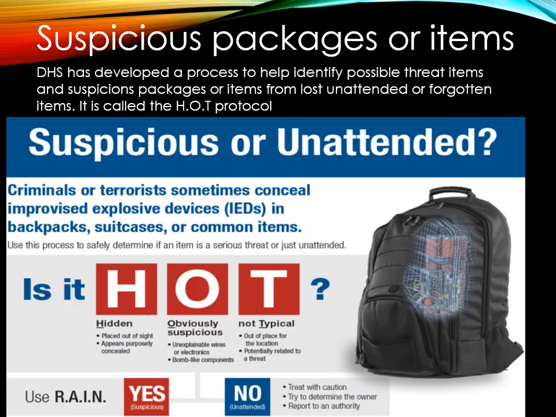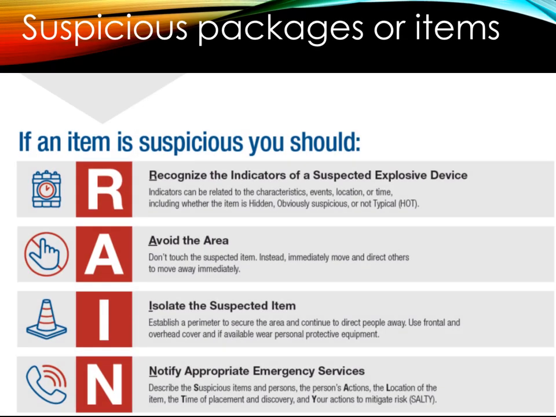All right, so RAIN. RAIN is the second part of this acronym. If the item is suspicious, you should follow this. Recognize the indicators, avoid the area, isolate the suspected item, and notify the appropriate emergency response services. Again, this is a process set up by DHS. Did a good job on it. It's easy to remember, it's simple to remember, and a lot of security services use this now for facilities.